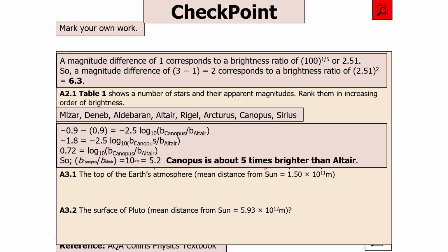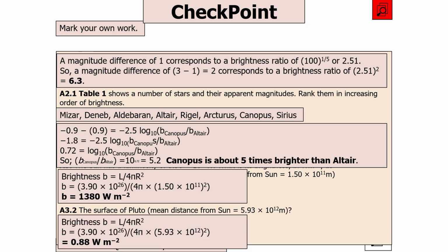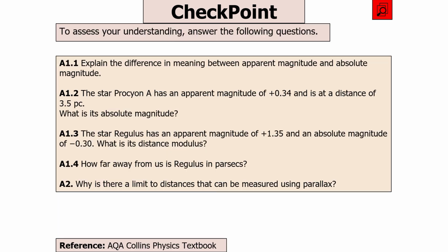So it's 4 pi r squared, because we're going to assume the ray is going to go as a sphere, and we know r to be the distance between the sun and the object. So we pop those into the equation, and we get 1380 at the Earth, but at Pluto we get 0.88 watts per meter squared. The next question says, explain the difference in meaning between apparent and absolute magnitude.